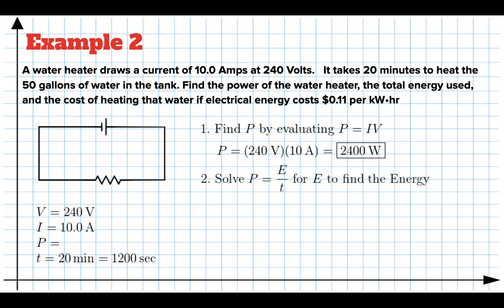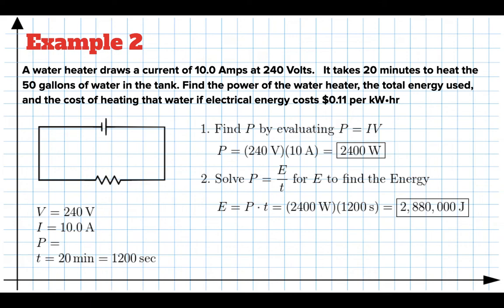The second thing we want to do is find out how much energy. Well, if you're using 2,400 joules of energy every second, and you do that for 20 minutes, you can figure out that the energy you're going to use is going to be the power times the time. So we're going to solve this for the energy. So the energy is going to be the power times the time. So 2,400 joules every second times 1,200 seconds gives you 2.88 million joules. So it takes 2.88 million joules of energy to heat my water.